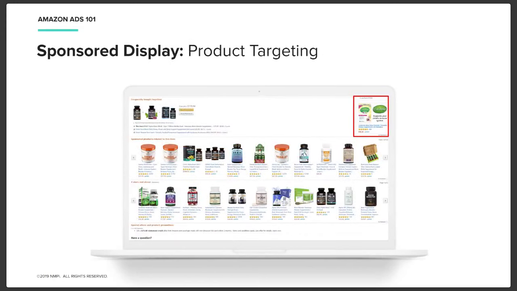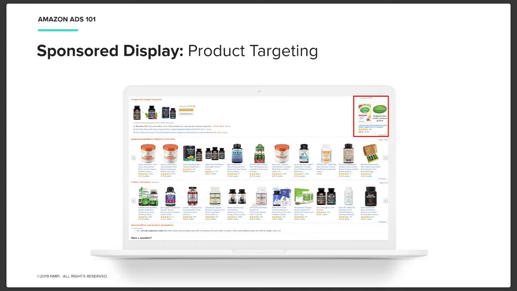And then the final ad format is sponsored display campaigns. And as the name suggests, these are display ads, which display on the product detail page and around the web as well. And these utilize both product and audience targeting. So you can be used for retargeting those that have bought or viewed your products before, or those that have searched for similar products.